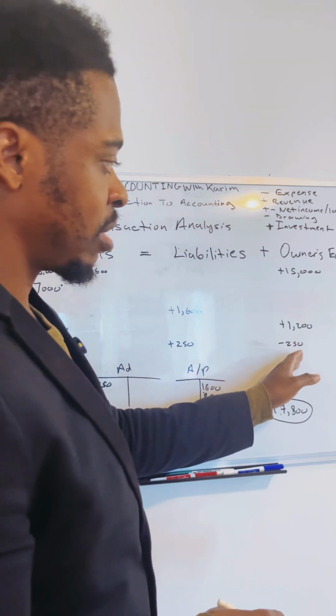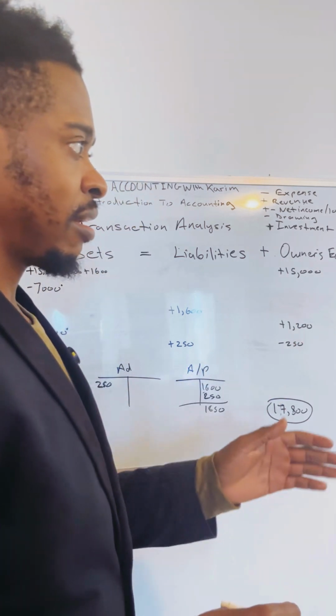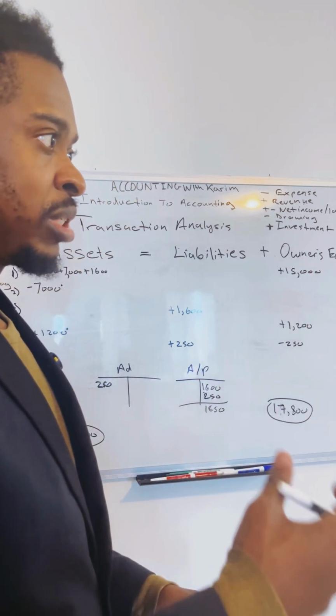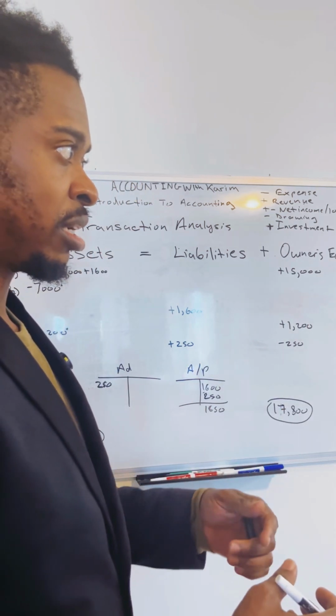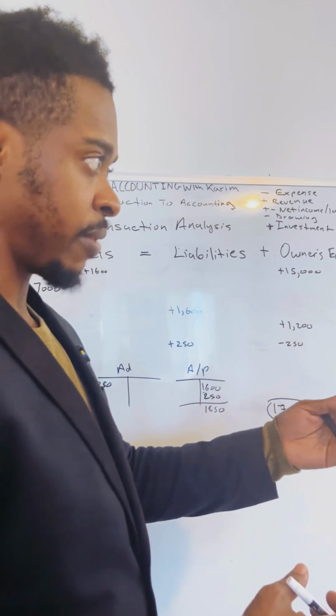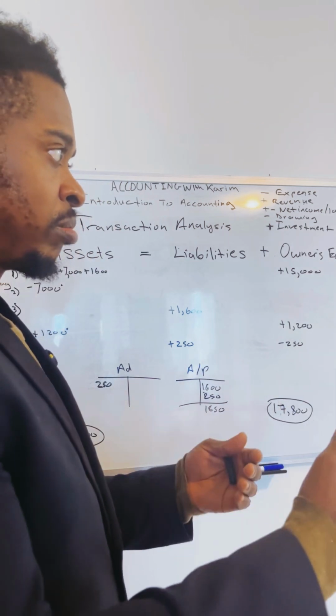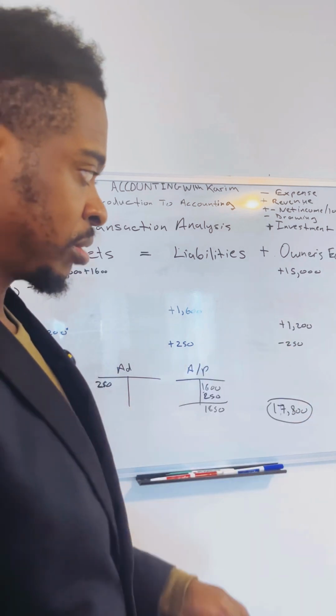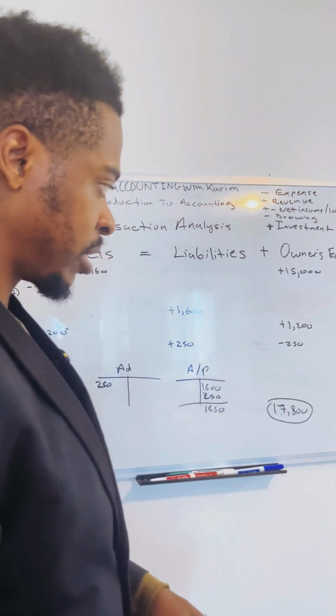So owner's equity went down because expense is a reduction to owner's equity, as the opposite is for revenue. Revenue is an increase to owner's equity, right? So if expense goes up on your income statement, that means owner's equity is going down. So that's a reduction to owner's equity.